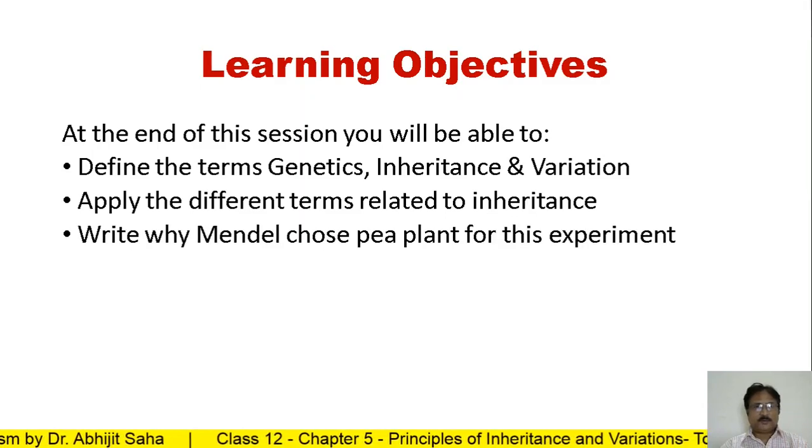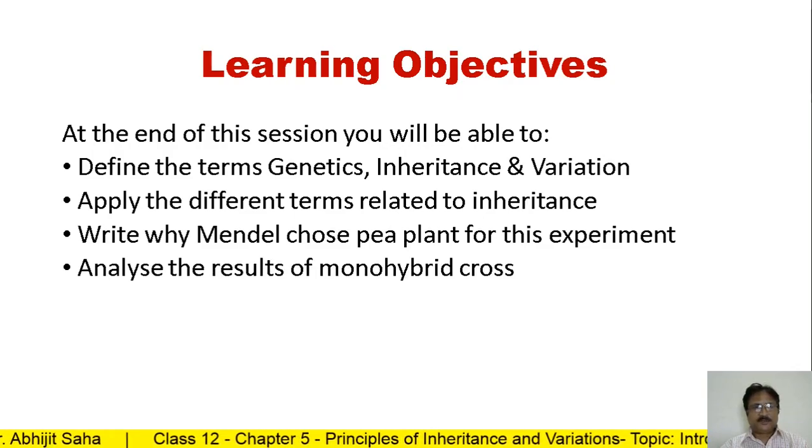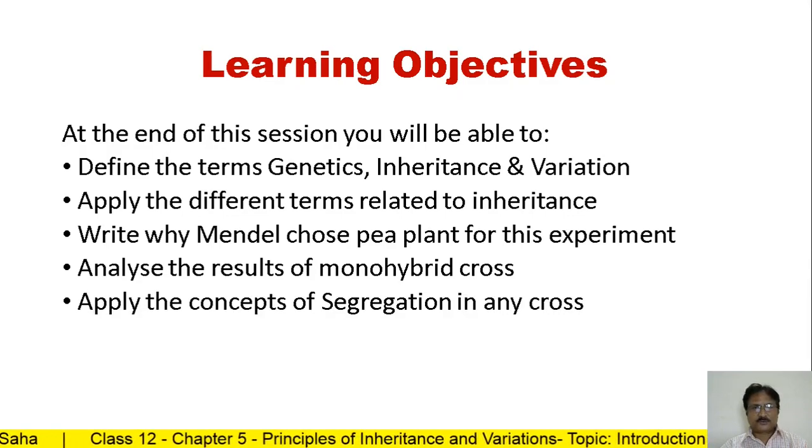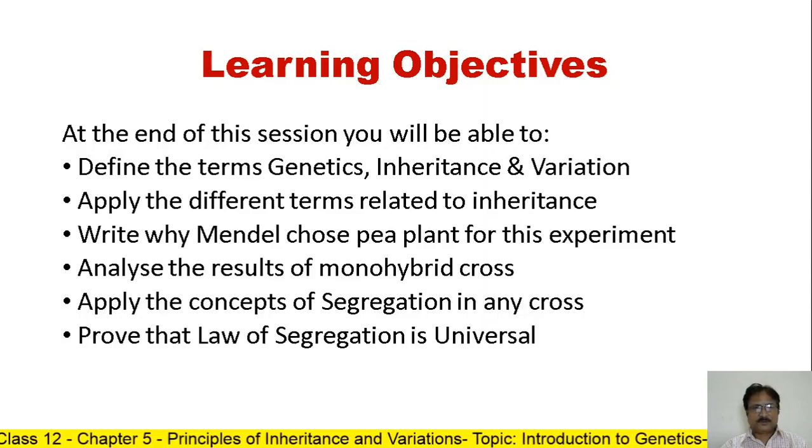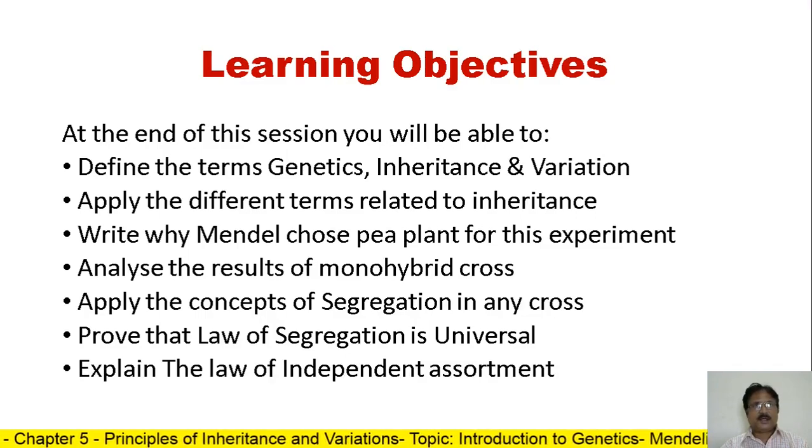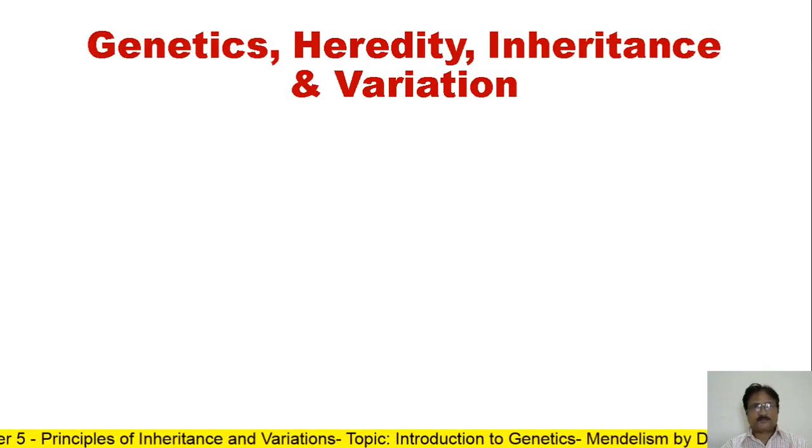You will know and will be able to write why Mendel chose garden pea for his experiments. You'll be able to analyze the results of monohybrid crosses and other crosses too. You'll be able to apply the concepts of segregation in any cross. You'll be able to prove that the law of segregation is universal, and you will be able to explain the law of independent assortment. Now let us come to some important initial terms before we enter into the details.